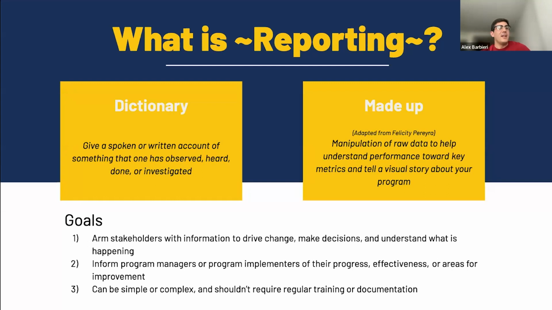Okay, so I pulled two definitions of reporting, one from the dictionary that I got from Google, and then another one that I sort of made up, but also pulled from a former coworker. The dictionary definition is that a report is a spoken or written account of something that has been observed, heard, done, or investigated. Sometimes I read definitions from the dictionary and I don't know what they mean. So to put that in other words, when you're reporting, you're basically manipulating raw data to help understand performance toward key metrics and to tell a visual story about your program.